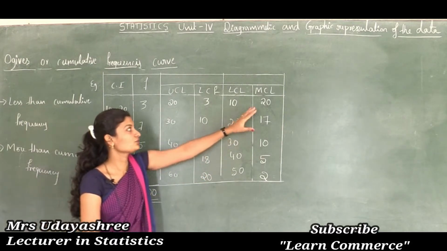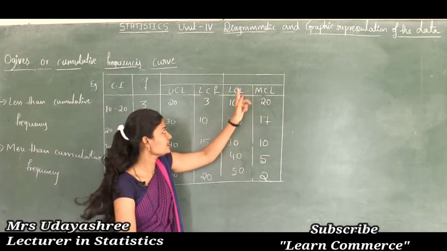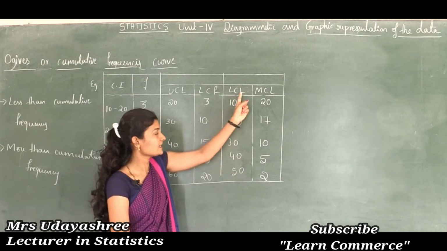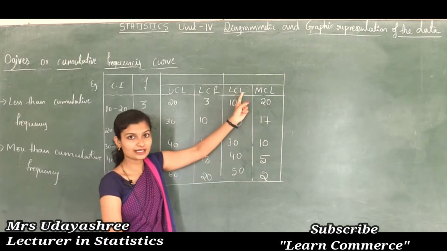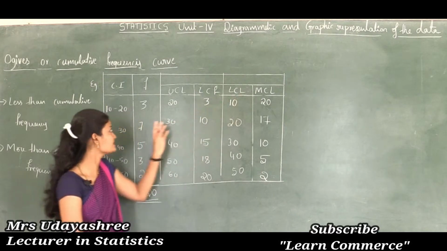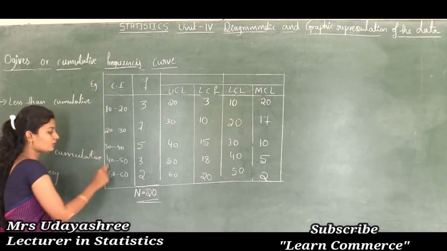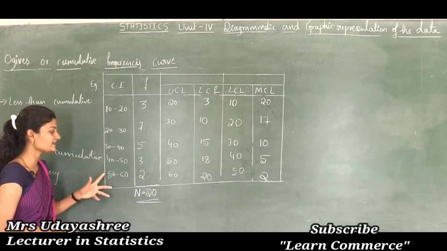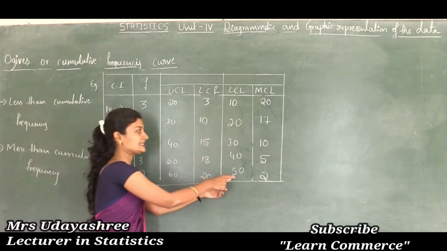Okay, next, how to construct more than cumulative frequency? Here we need to write less than cumulative lower class limit. So lower class limit, see in this class interval these are lower class limits, therefore we need to write this lower class limit as it is here.